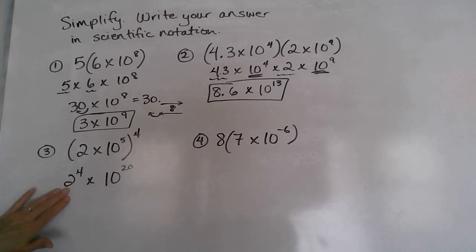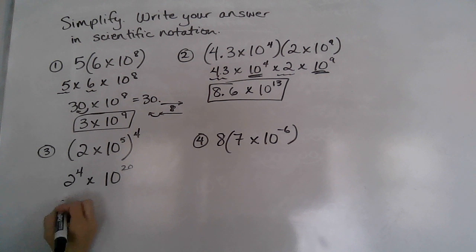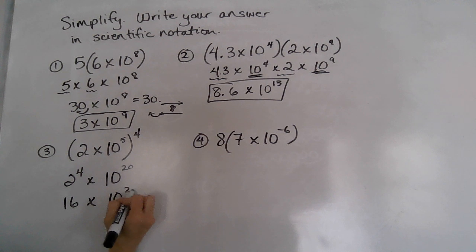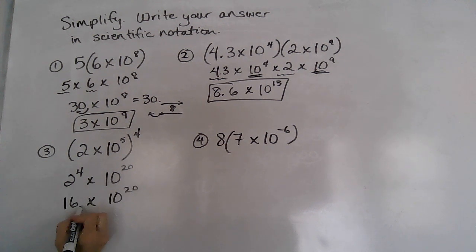All right, so let's go ahead and finish this because this is not in scientific notation yet. 2 to the 4th is 16. It's not 8. 2 times 2 is 4, times 2 is 8, times 1 more 2 gets us to 16. Bring down the 10 to the 20th. Again, not yet in scientific notation. We have 2 digits to the left of the decimal. Move it 1 place value. So it's going to become 1.6.